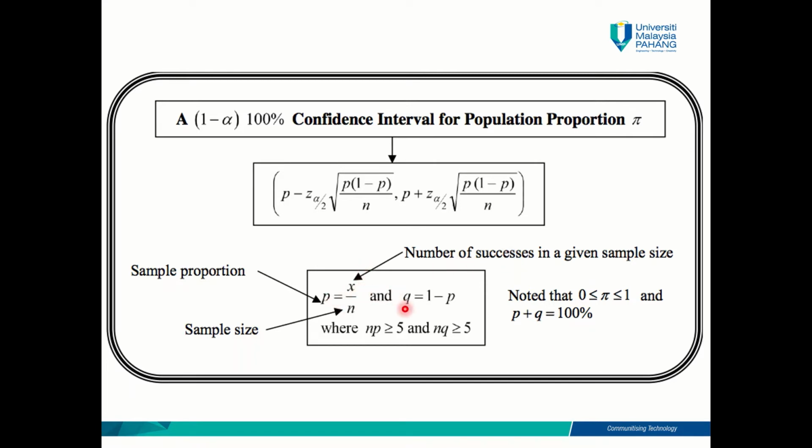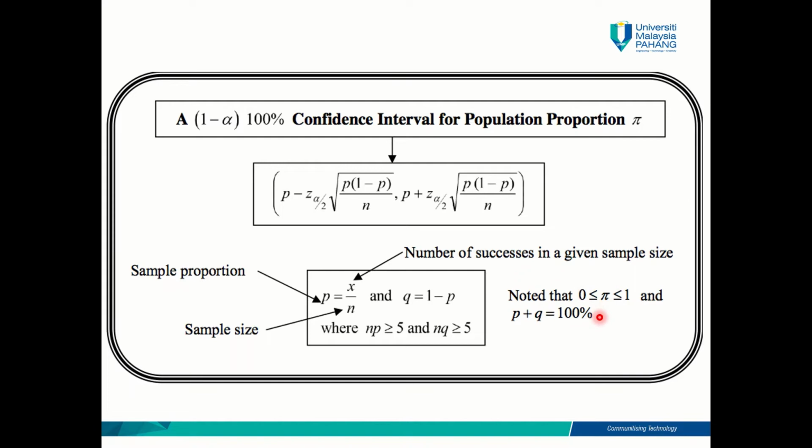And Q is the proportion of failure. P is the proportion of success, and Q is the proportion of failure because it is 1 minus P. Then you need to also be informed that your population proportion will be within the range of 0 and 1. Same goes for your P value. Your P here should be in the range of 0 and 1.